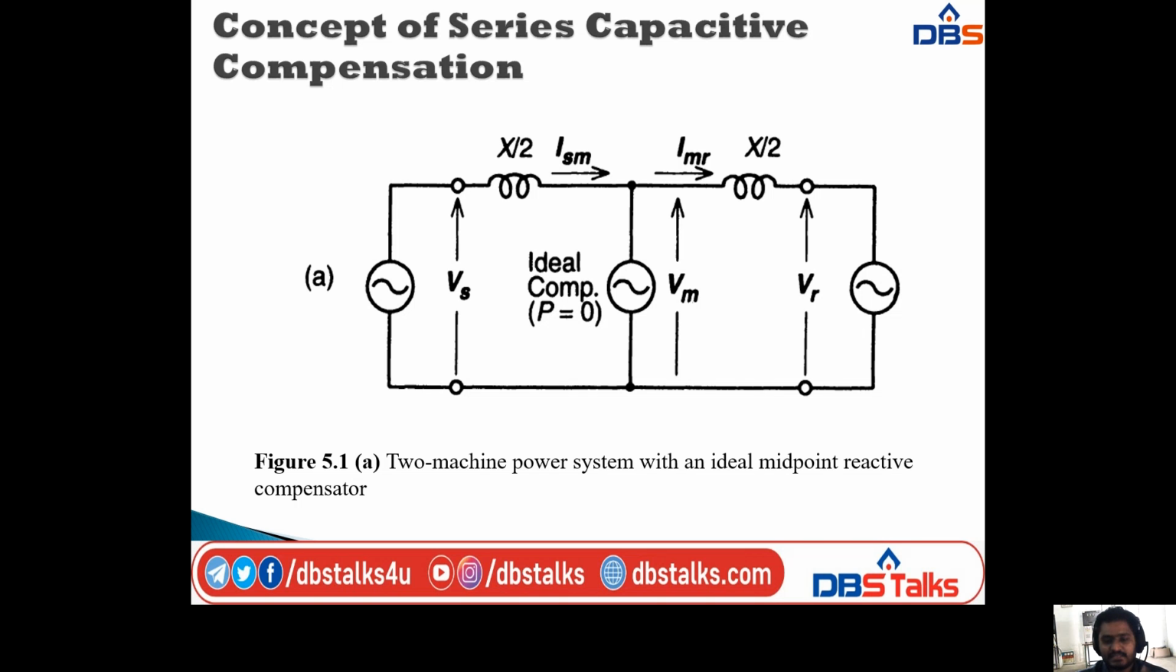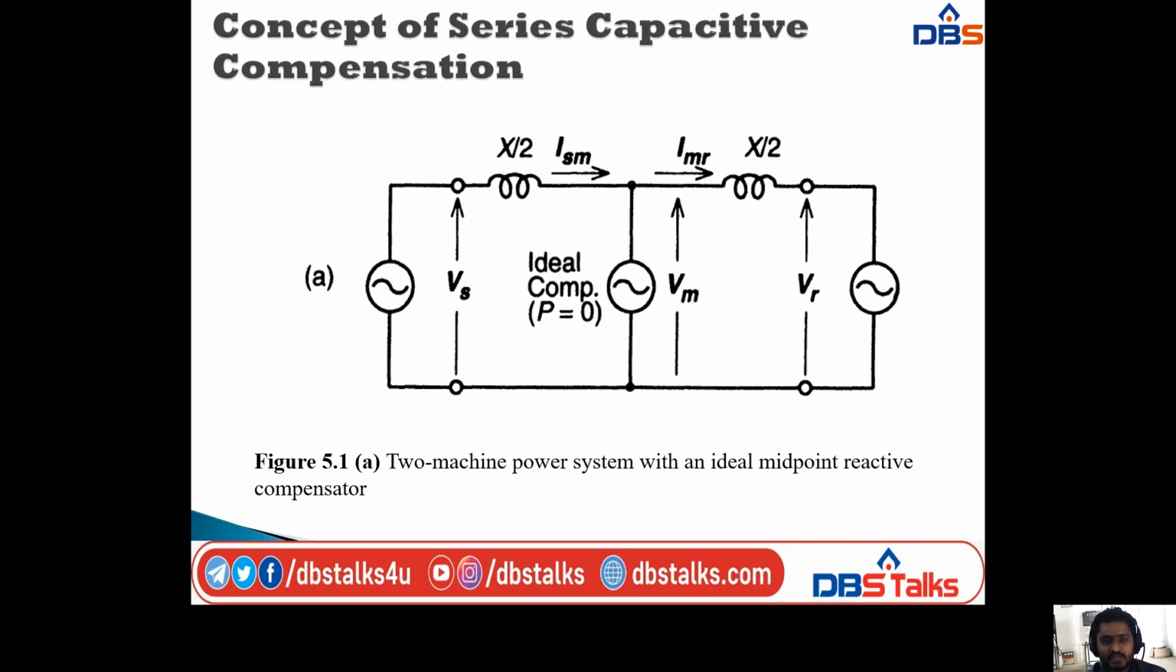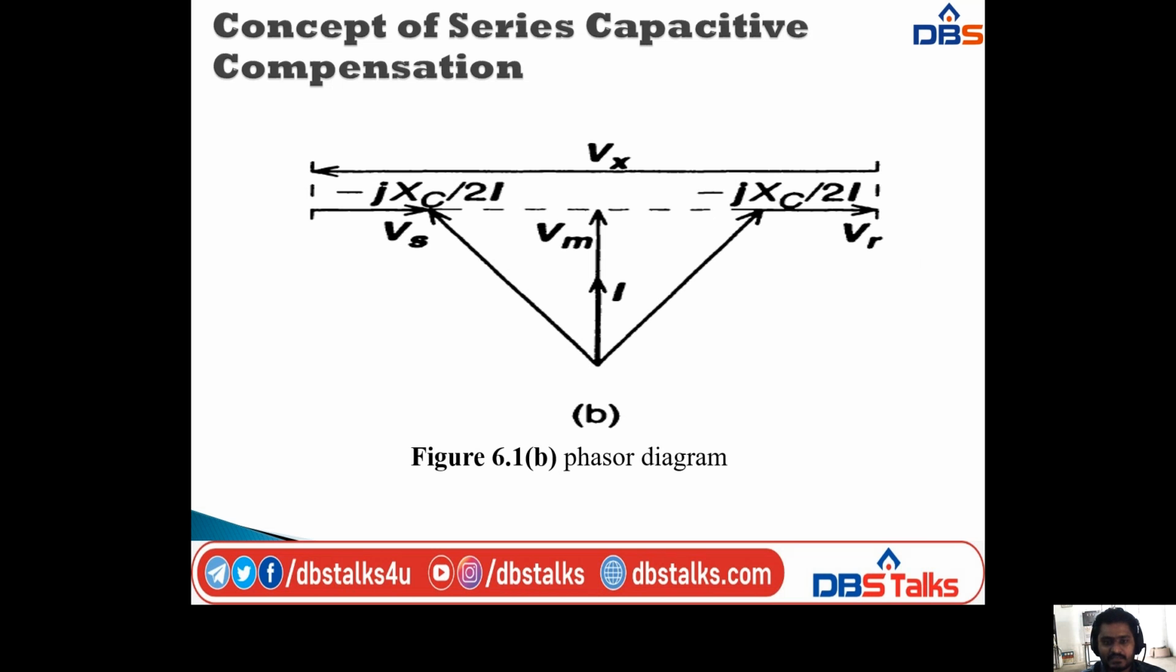Okay, this is for the shunt reactor compensation, and this diagram is for the series capacitor compensation. This is a two machine power system. So next, the corresponding voltage and current phases are shown in this diagram. So this is the phasor diagram we are using.